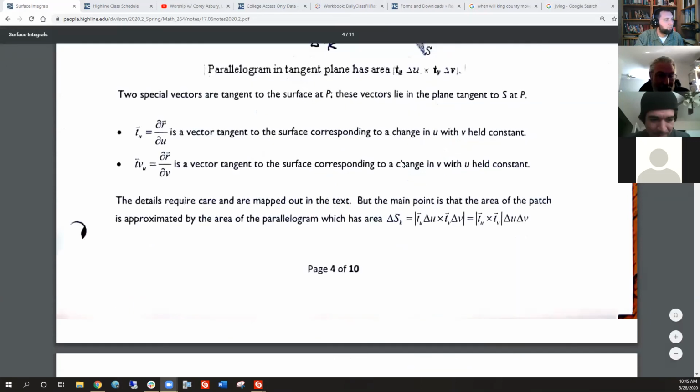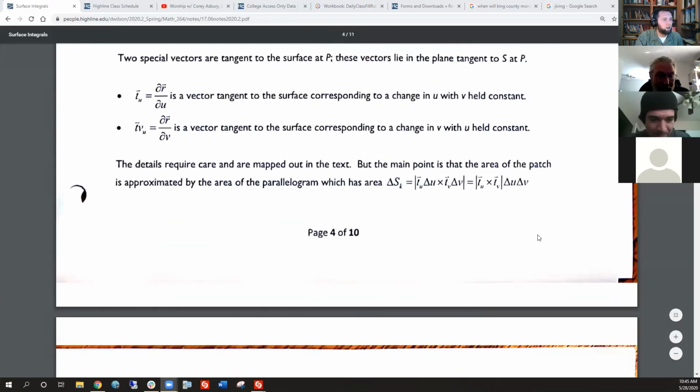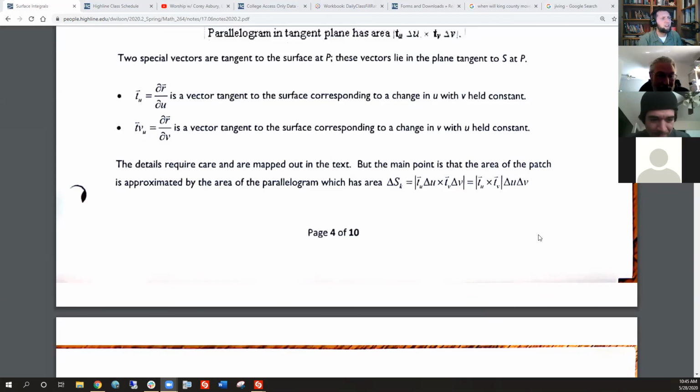So there's a whole bunch of fine print, of working through the derivation and how you figure out what these delta U's and delta V's are. But I think I want to just focus in on the main point.